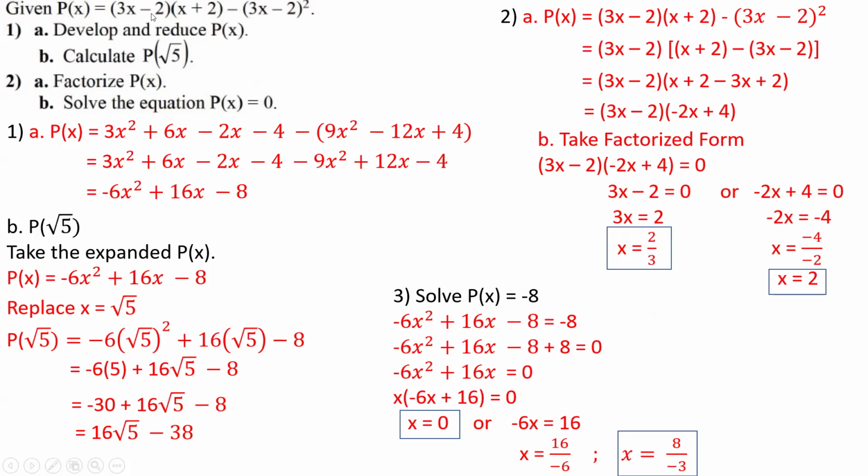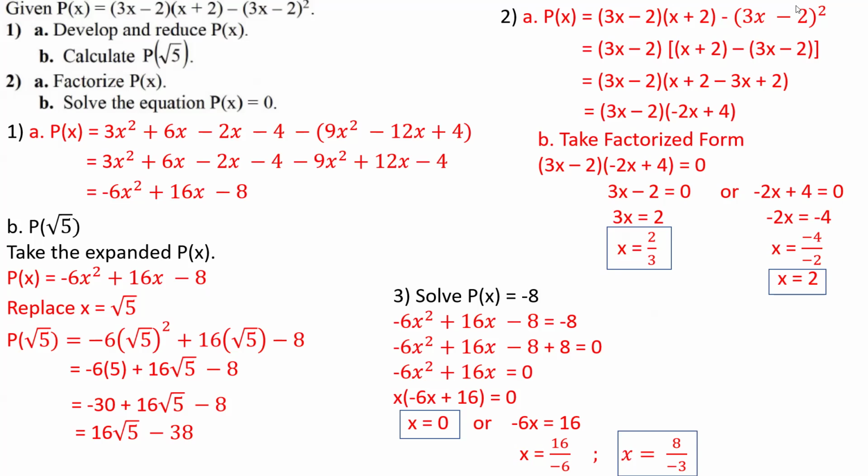Here we get rid of parentheses by multiplication. Here we apply remarkable identity 2. After we do all the calculation, I get the expanded form, which is minus 6x squared plus 16x minus 8. Now in part B, calculate P of radical 5. So I should get the numerical value of P of x for x equal radical 5. I replace in the expanded form, so I replace each x by radical 5. This is my answer.